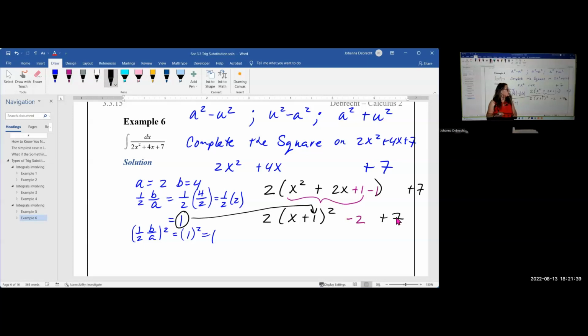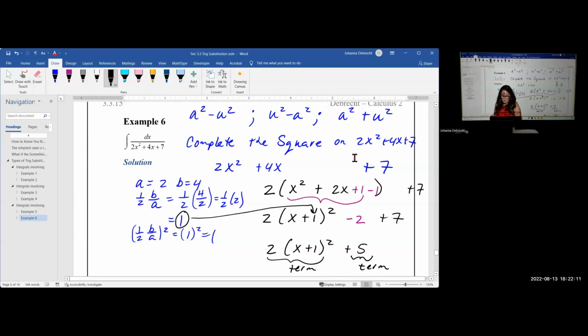Do you see where I'm going with this? I started with 3 terms, 2x squared plus 4x plus 7. And now I've got 2 times the quantity x plus 1 squared, which is 1 term. And I've got 2 constants. But I can combine the constants. And this is then going to lead to 2 terms instead of 3 terms. So this is a term, and this is a term.